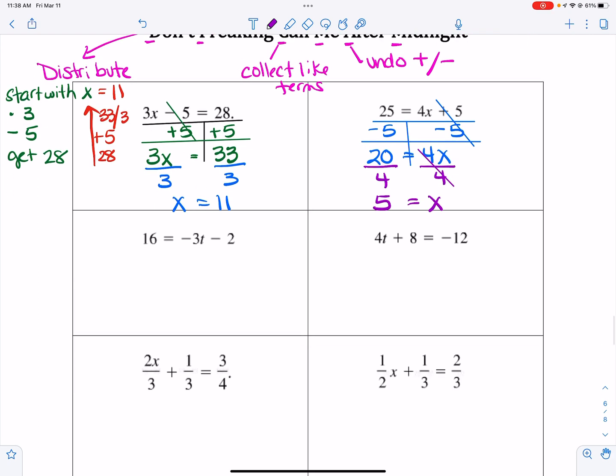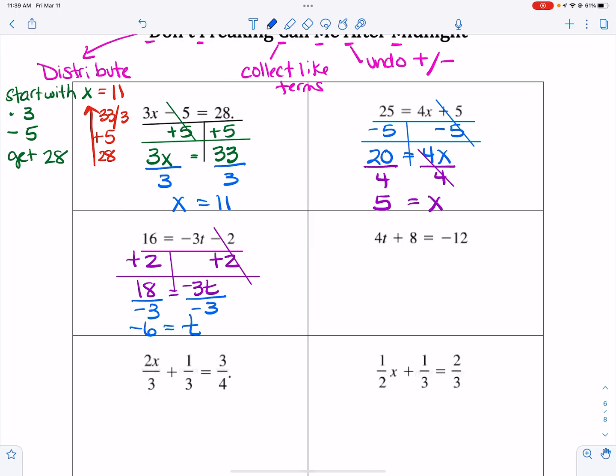Okay? Same idea. Go through. I'm going to add 2 so that that goes to 0. 16 plus 2 is 18. Negative 3t, still negative 3t. And then I divide by the negative 3. And so t is equal to negative 6. And you can still check this. Negative 3 times negative 6 minus 2 gives me 18 minus 2, which does equal 16, okay?